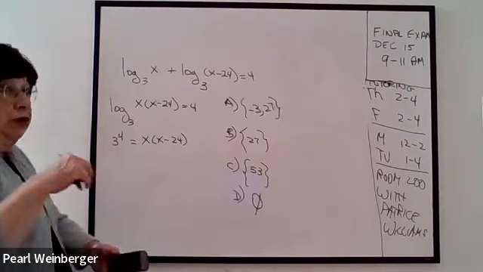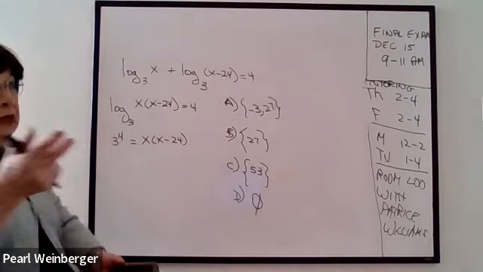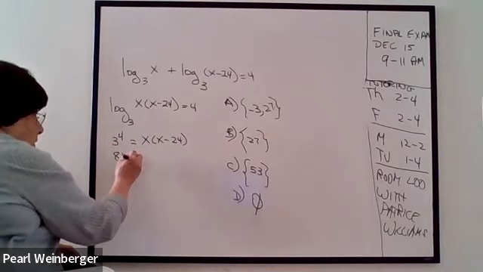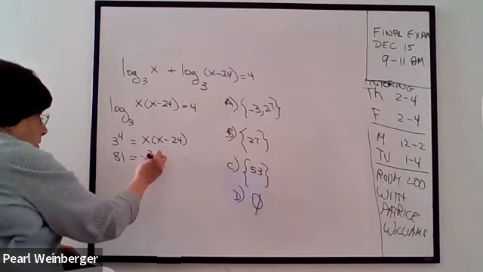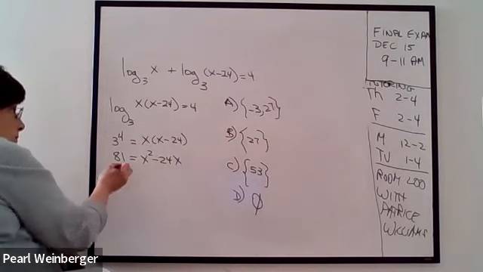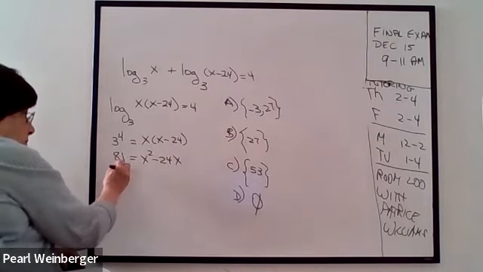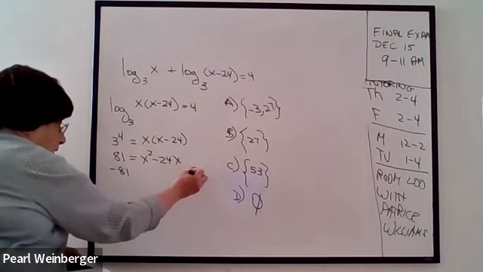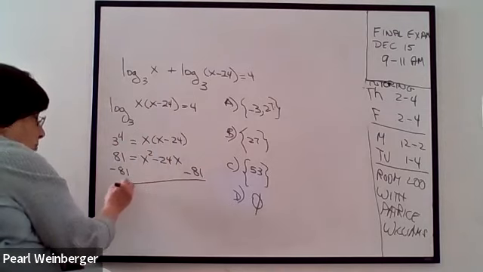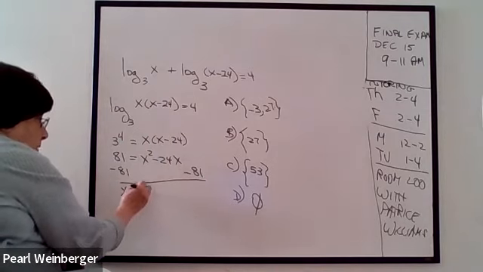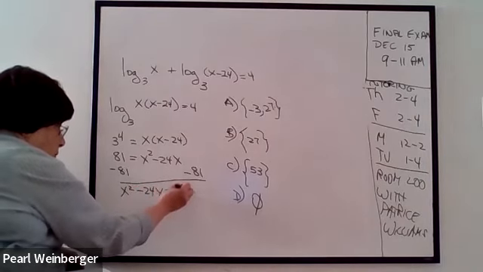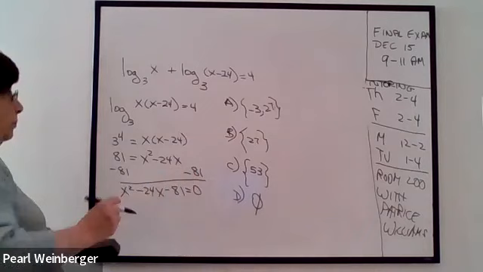If we do 3 to the 4th, 3 times 3 times 3 times 3, that gives us 81. So 81 equals x squared minus 24x, removing the parentheses. I'm going to get this equal to 0 because it's a quadratic equation. Very often these do turn out to be quadratic equations. I'm getting x squared minus 24x minus 81 equals 0.